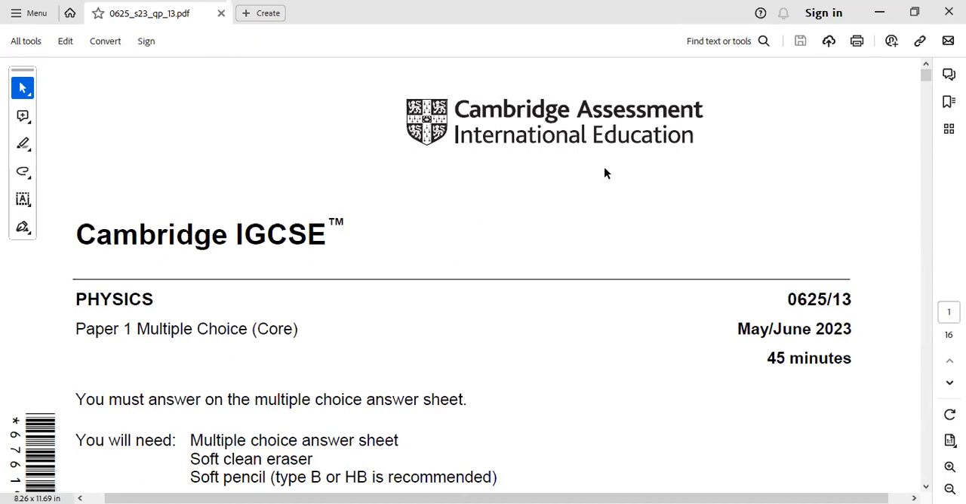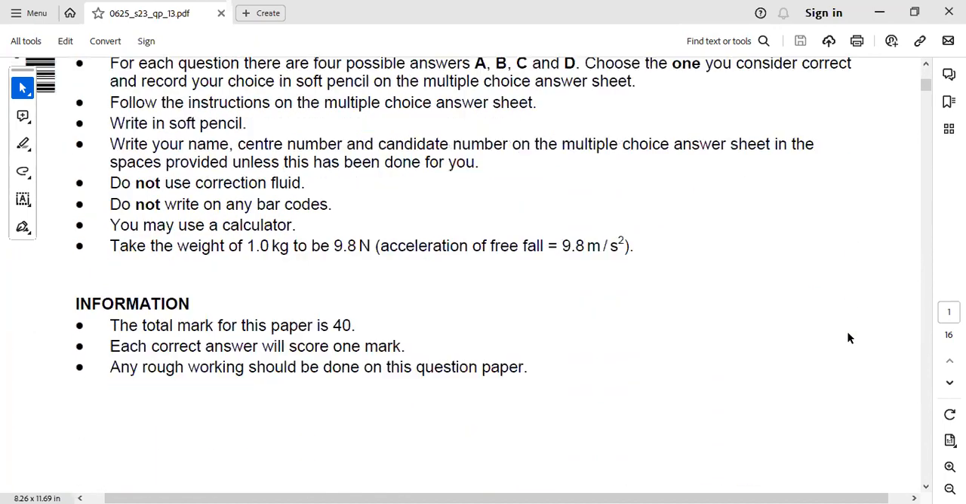Hi everyone. Today we will see the question paper Cambridge IGCSE Physics Paper 1 Multiple Choice, 0625/13, May/June 2023. We will move to our first question.